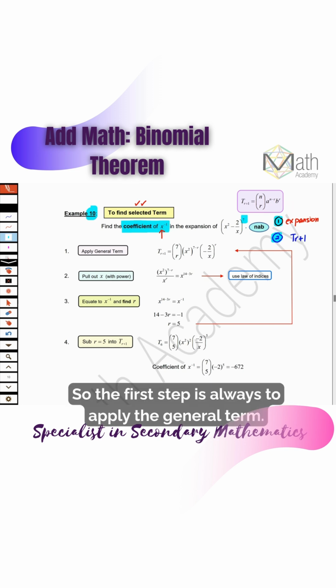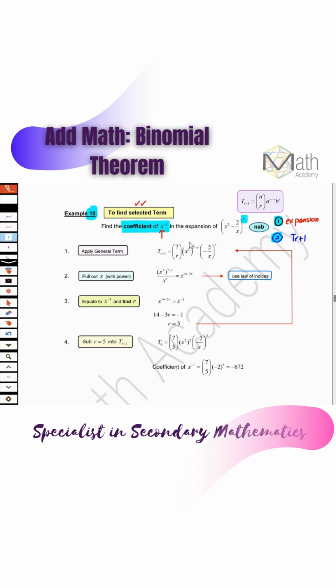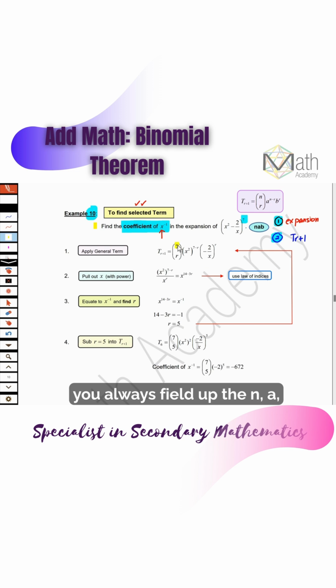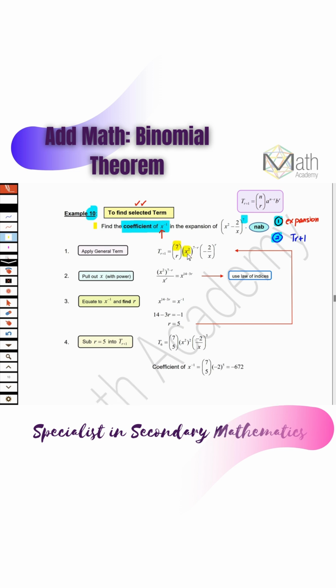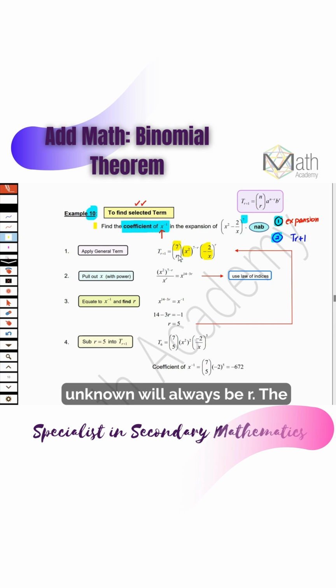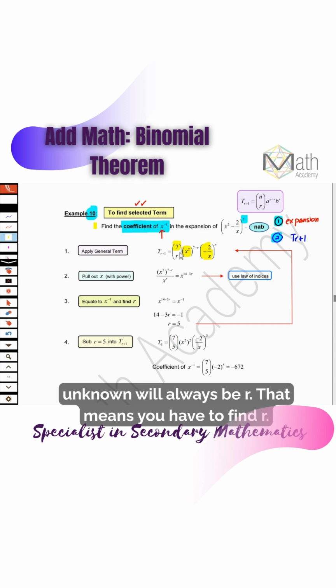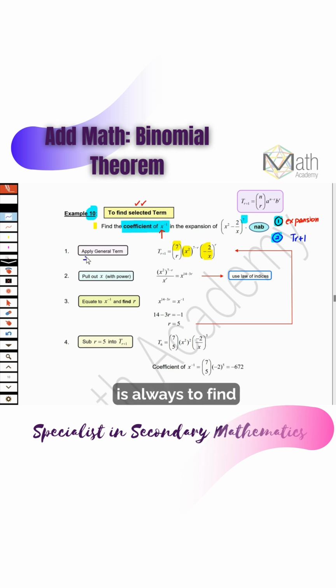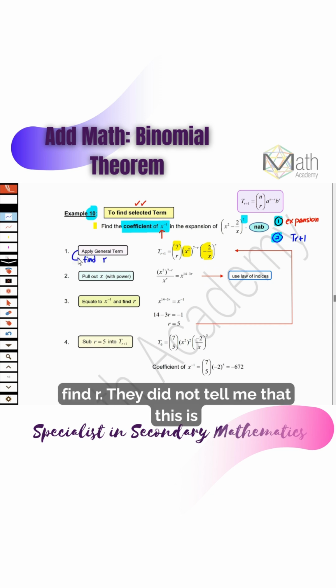So the first step is always to apply the general term. When you fill up the general term, you always fill up the n, a, b first. The unknown will always be r. That means you have to find r. The idea of applying general term is always to find r.